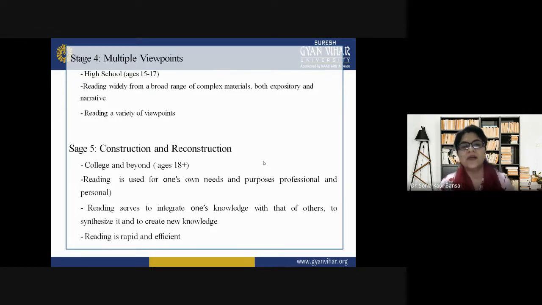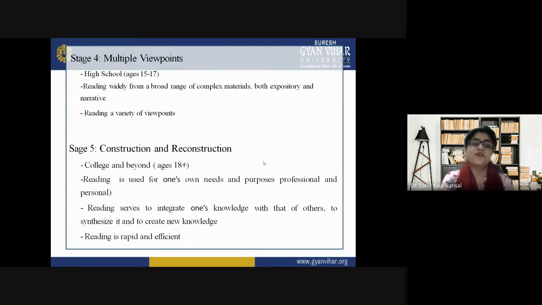The child learns a broad range of complex materials, sometimes reference books, sometimes points, sometimes large prose, sometimes large paragraphs. So this is how multiple viewpoints are developed in the child, and he is now able to decode many things.